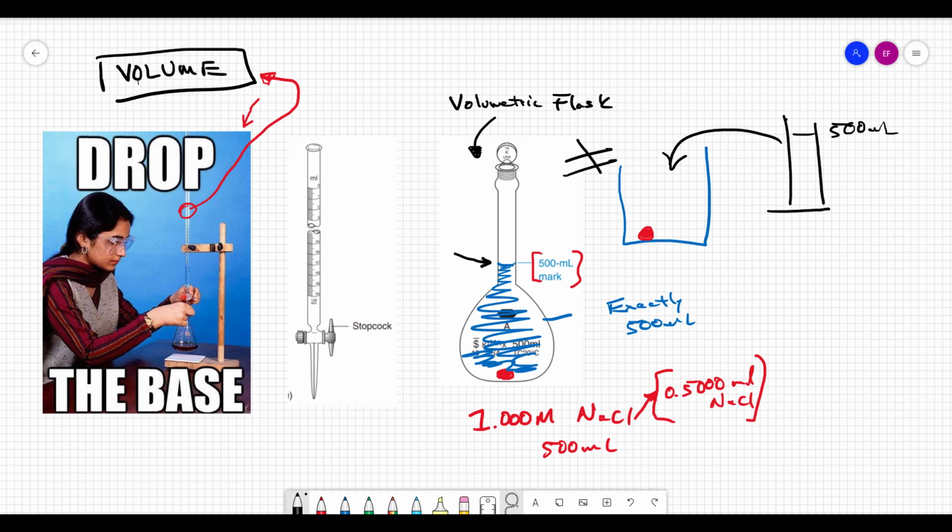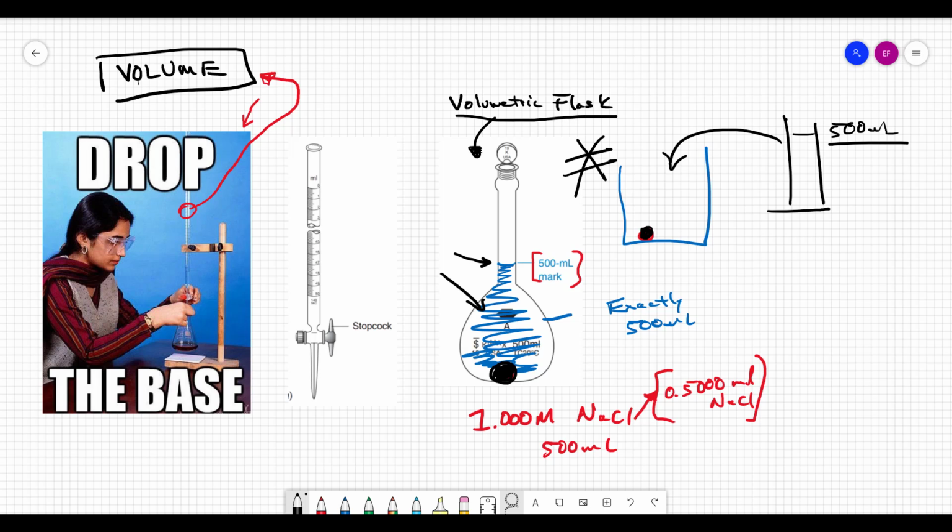These two things are not equivalent to each other, because this amount of NaCl is going to take up some room, and you're not accounting for that because you're adding 500 mils. In this case, you're not necessarily adding 500 mils, you're adding some amount a little bit less than 500, which automatically compensates for how much of the mass you started with.